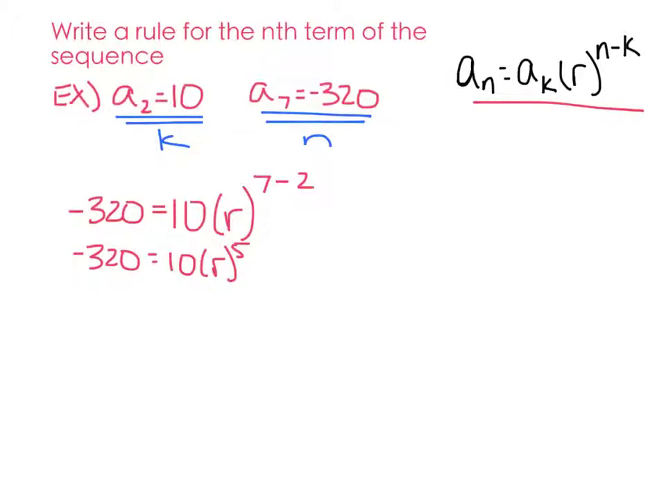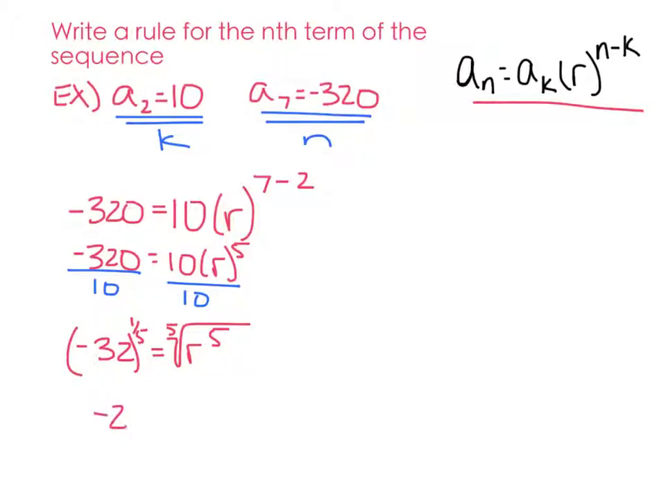Does it matter which one's k and which one's n? All right, order of operations tells me I have to divide both sides by 10 first. So now negative 32 equals r to the 5th. To get rid of that 5th power, I have to take the 5th root of both sides, so this would be to the 1/5. And the 5th root of negative 32 is negative 2.